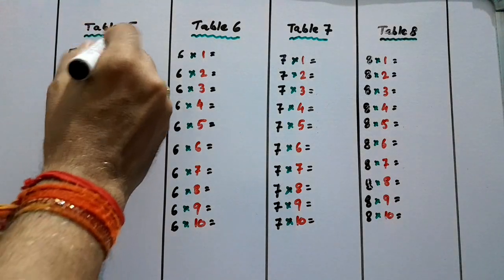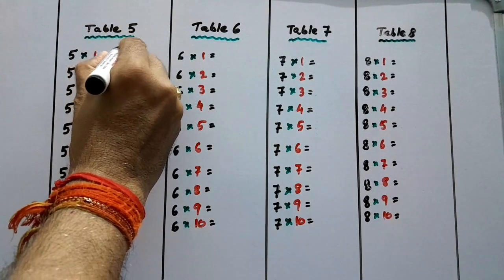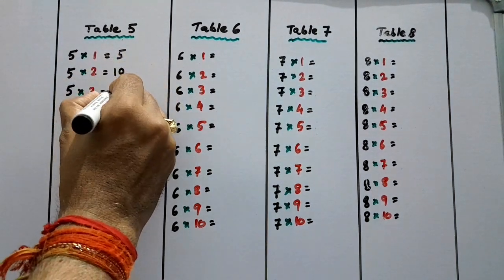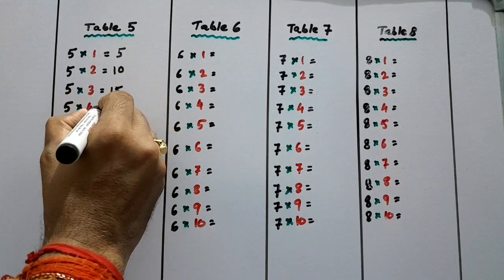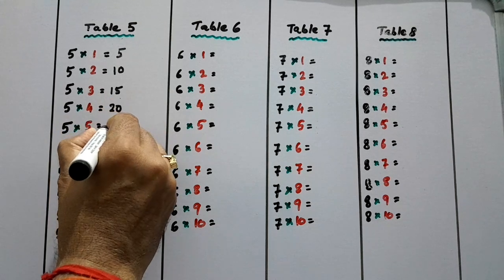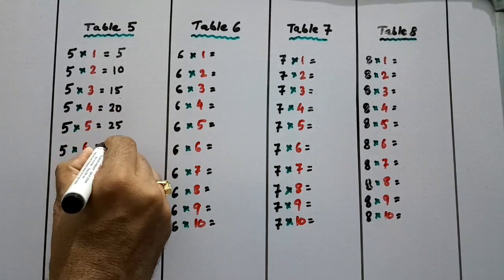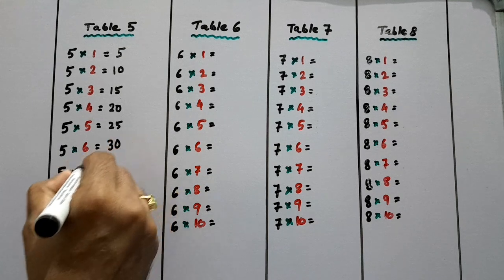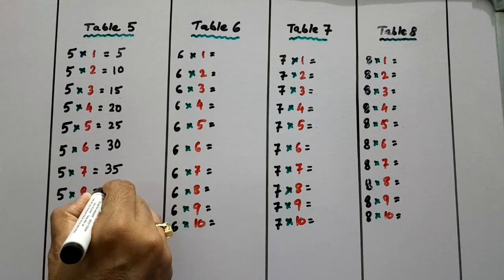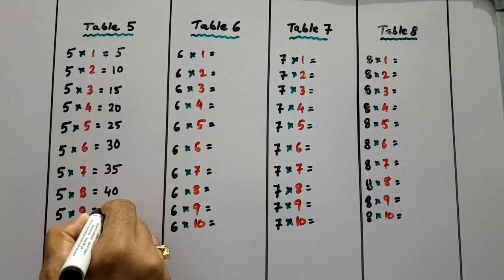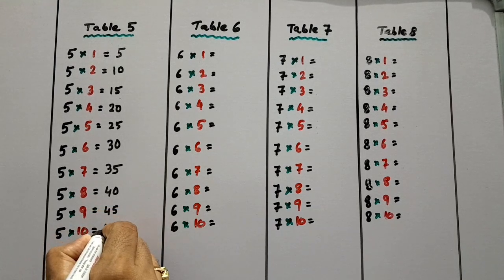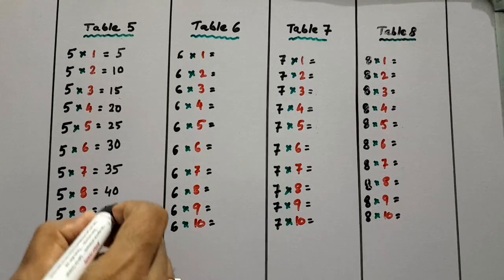So 5 ones are 5, 5 twos are 10, 5 threes are 15, 5 fours are 20, 5 fives are 25, 5 sixes are 30, 5 sevens are 35, 5 eights are 40, 5 nines are 45, and 5 tens are 50. So this is table 5.